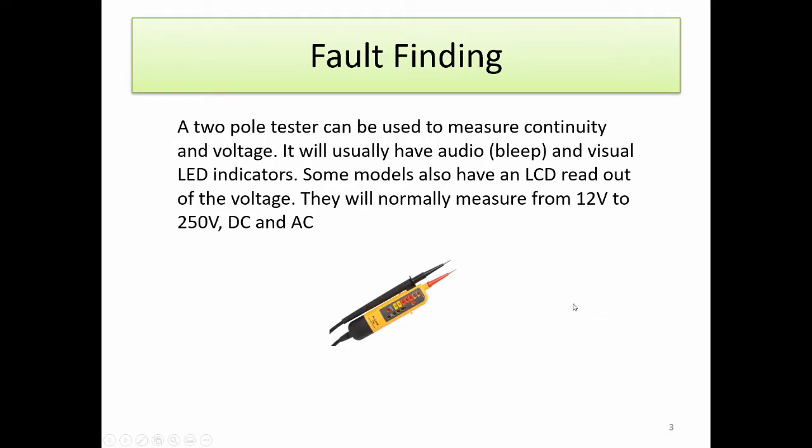A 2-pole tester can be used to measure continuity and voltage. It will usually have an audio indication and a visual LED indicator. Some models also have an LCD readout of the voltage, and they will normally measure from 12 volts up to 250 volts, either DC or AC.